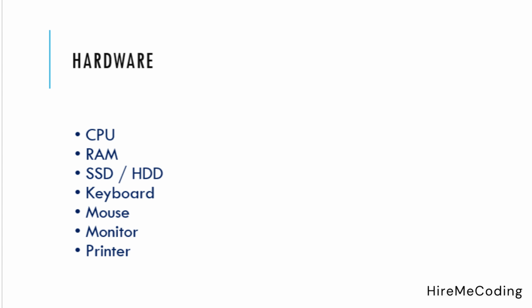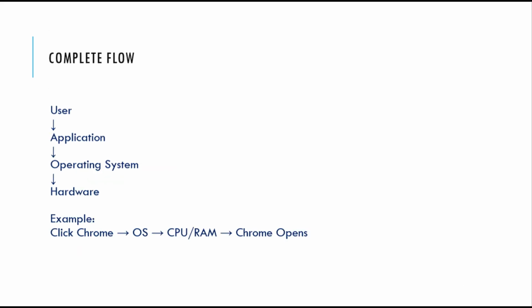So now let's understand the complete process with an example. Suppose you double click on Google Chrome. What happens first? You click the Chrome icon. Chrome immediately sends a request to the operating system. The operating system checks whether enough memory is available. If memory is available, it allocates RAM to Chrome. Next, the operating system loads the Chrome files from the SSD to RAM.